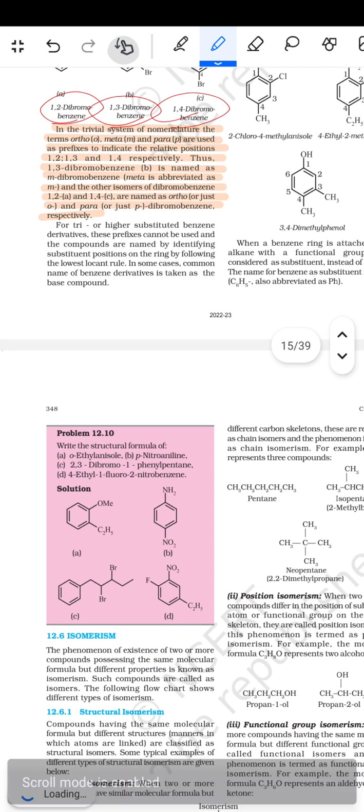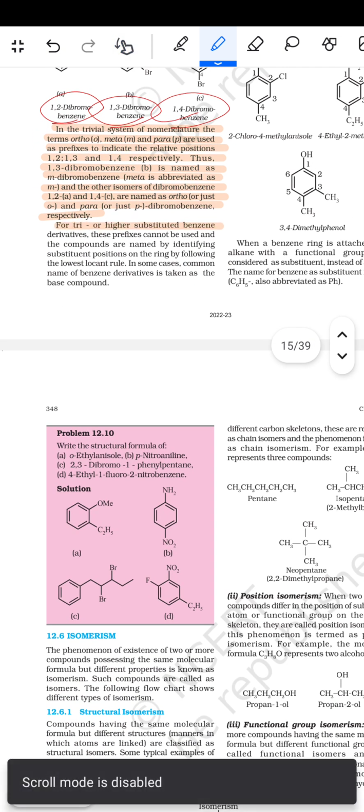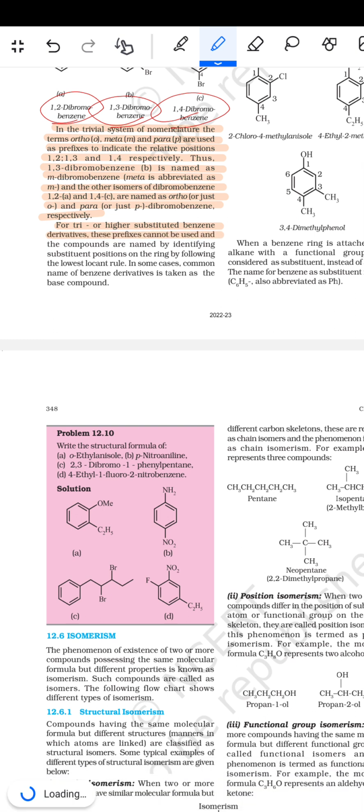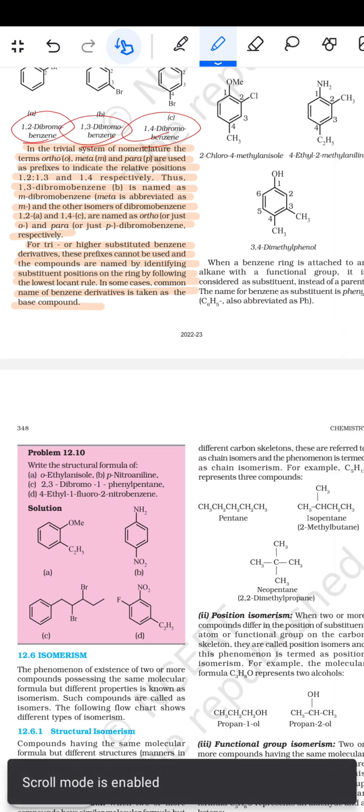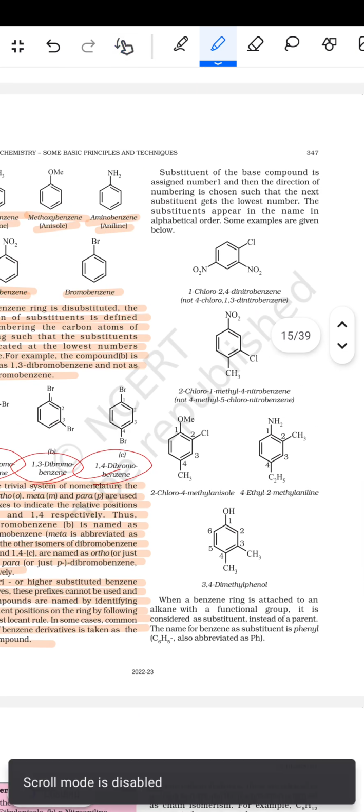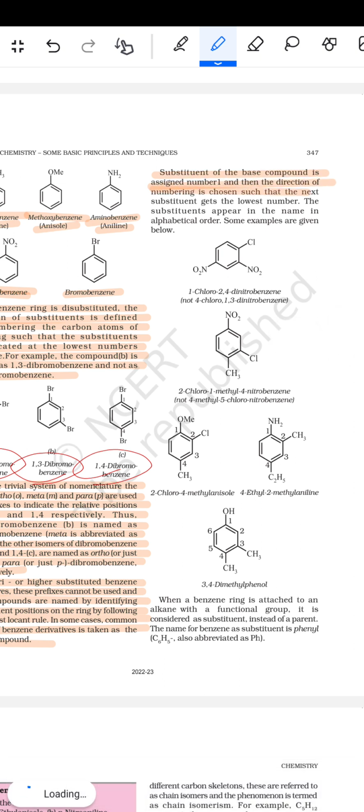For tri or higher substituted benzene derivatives, this prefix cannot be used and the compounds are named by identifying substituent positions on the ring by following the lowest locant rule. In some cases, the common name of the benzene derivative is taken as the base compound. So, the substituent of the base compound is assigned number 1 and then the direction of the numbering is chosen such that the next substituent gets the lowest number. The substituents appear in the name in alphabetical order. Some examples are given below.